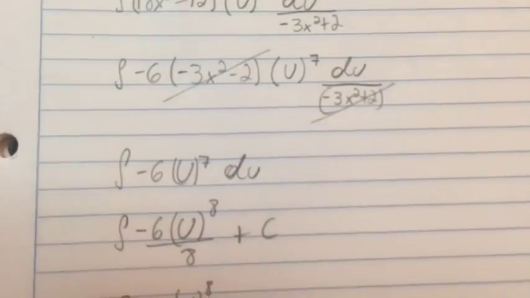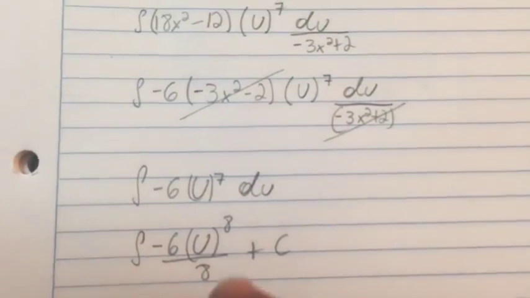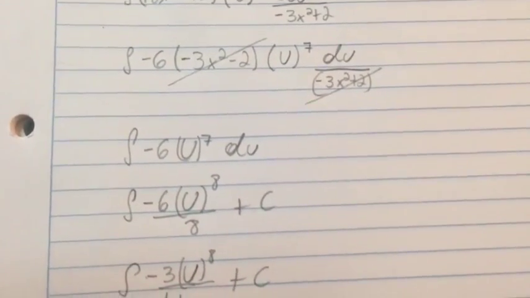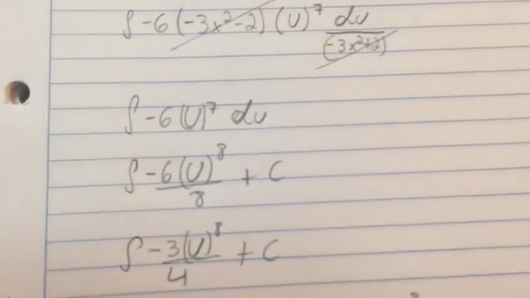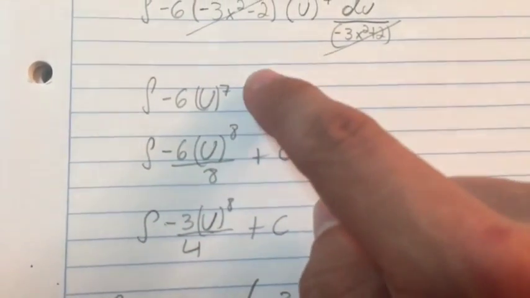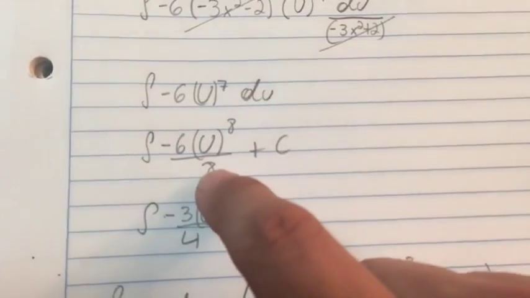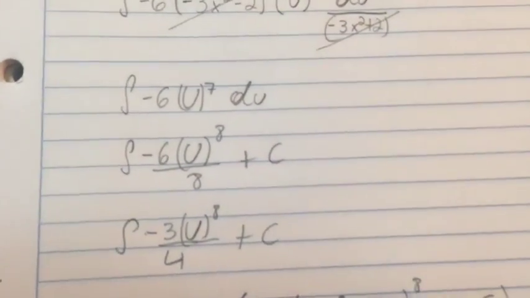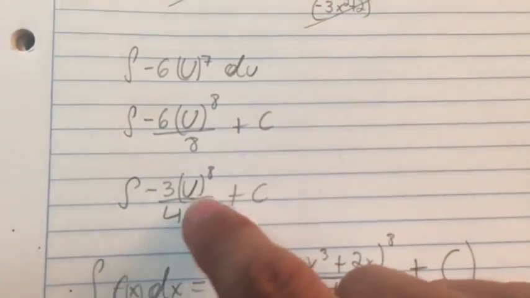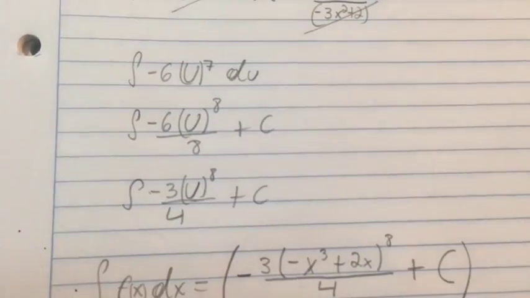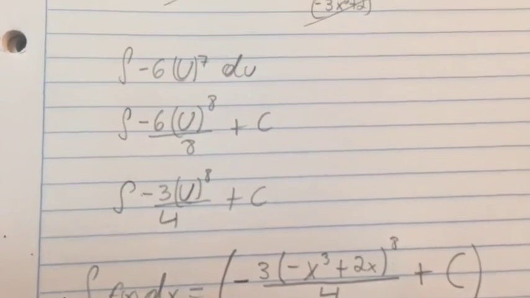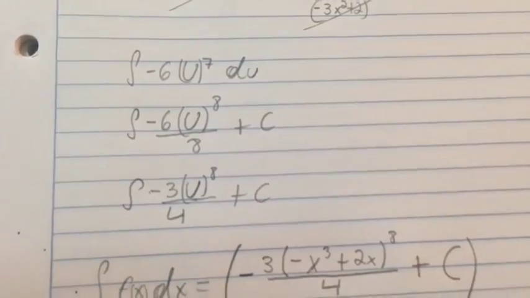So we end up with negative 6 times u to the 7 times du. Then we can find the integration, which is negative 6 times u to the 8, because it's 7 plus 1, 8, divided by 8, plus a constant, c. Now we can simplify this expression by factoring out a 2, so we have negative 3 over 4 times u to the 8 plus c.